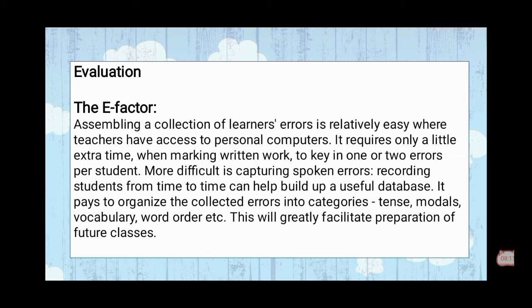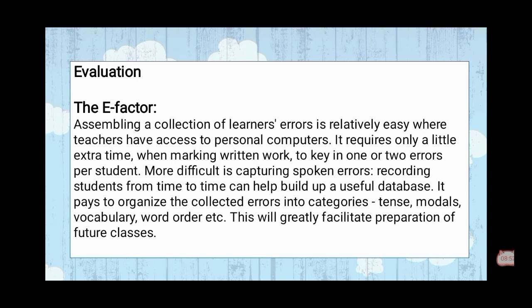So assembling a collection of learners' errors is relatively easy where teachers have access to personal computers. It requires only a little extra time when marking written work to key in 1 or 2 errors per student. More difficult is capturing spoken errors. So recording students from time to time can help build a useful database. It pays to organize the collected errors into categories such as the tense, modals, vocabulary, word order, and etc. And this will greatly facilitate the preparation for their future classes.